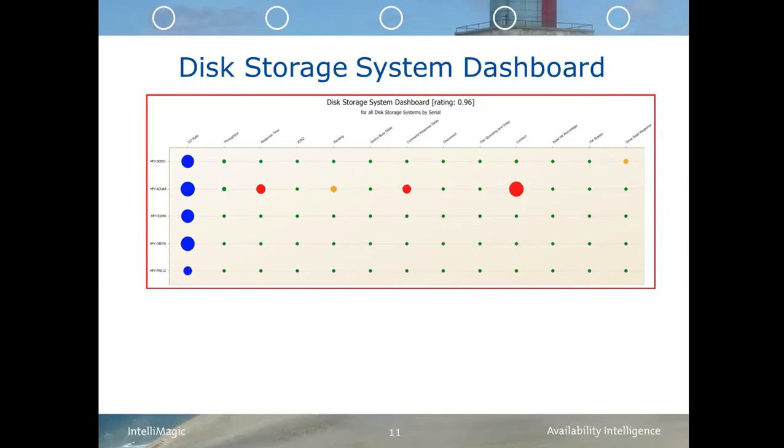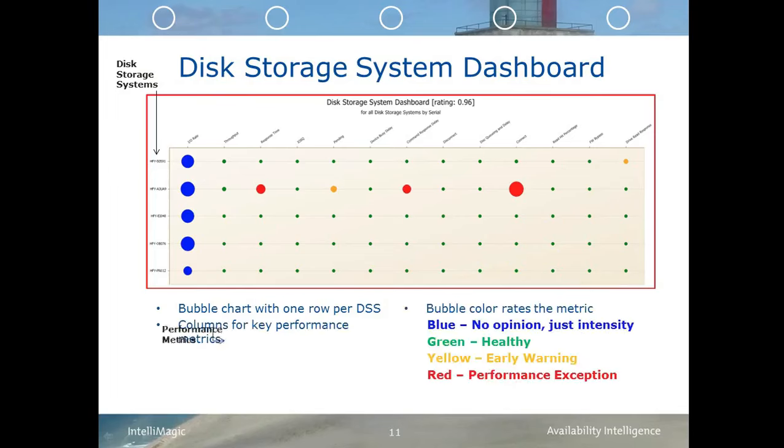Here we see an example of a dashboard, this one covering the various disk storage systems in the customer's ZOS installation. Dashboards are designed to quickly point out where the risks in an environment are. This dashboard has a row for each disk storage system in the environment. Each column has a different performance metric.